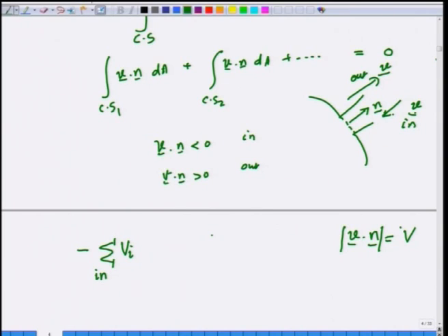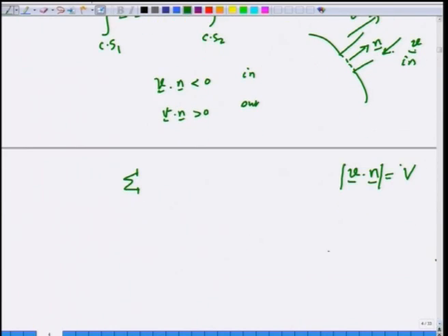Now usually what happens is that, let us just write it like a vector, summation over various inlets and outlets. Now if the flow is uniform, we have in general terms like this, CS1 V dot n dA.